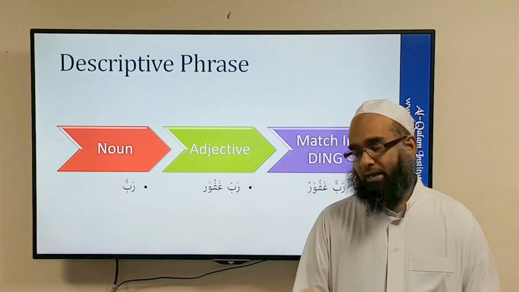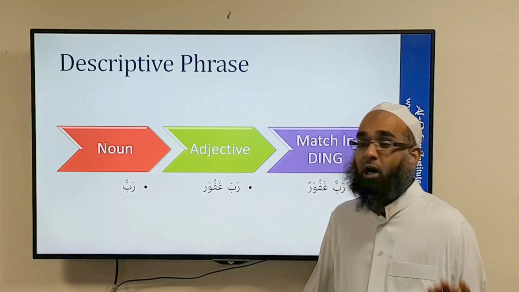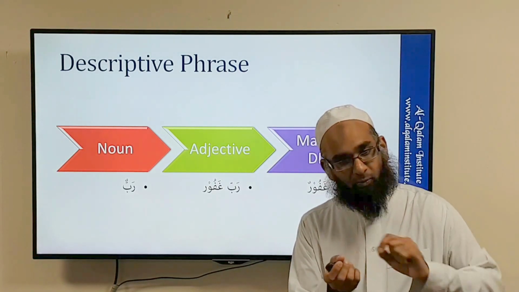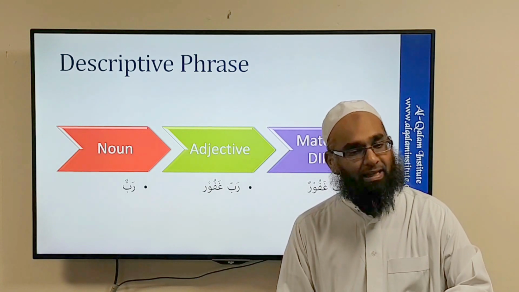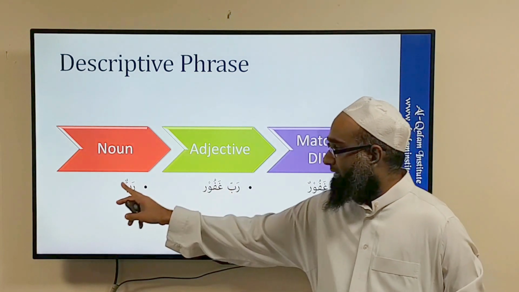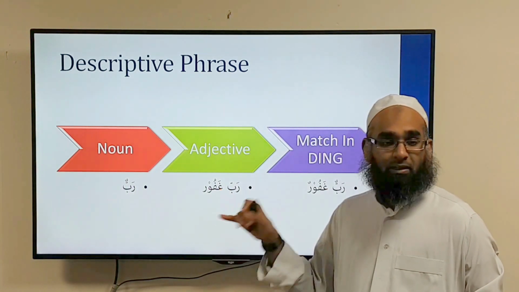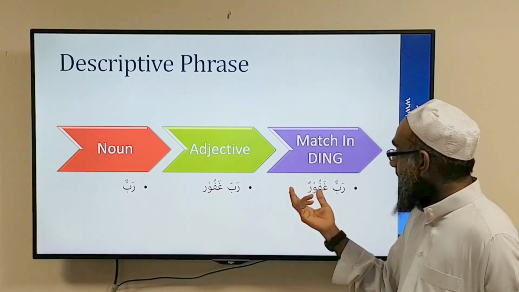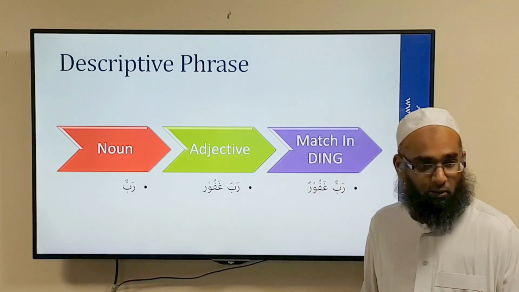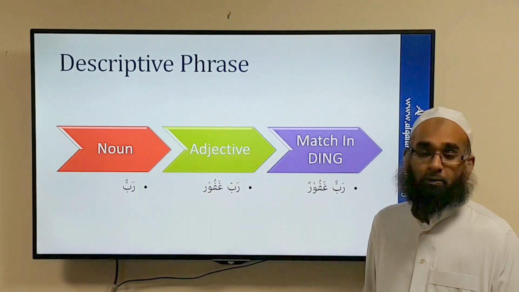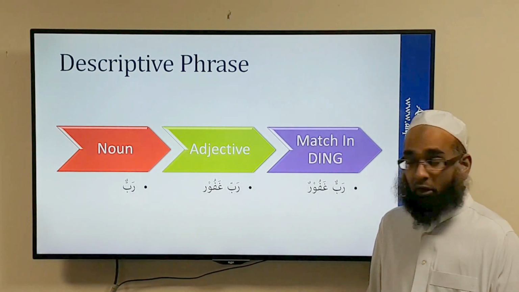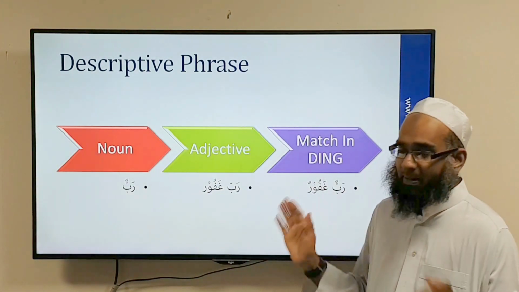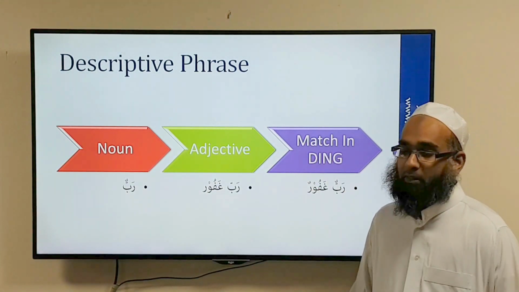So an adjective, I normally give examples: carbon copy. You have two receipts, you put one on top, one on the bottom, whatever you write, what happens? It copies out exactly the same. So obviously the word will be different, but the tanween, the alif lam, the ma'rifah, nakira, everything will carbon copy. The sifa will be a carbon copy in terms of grammar of the mawsuf, meaning they will match in ding. You understand? The noun and the adjective will be a carbon copy of each other. They have the same grammatical rules in terms of ding.